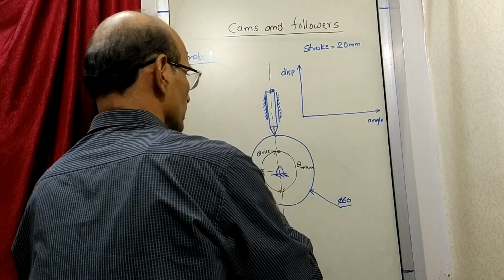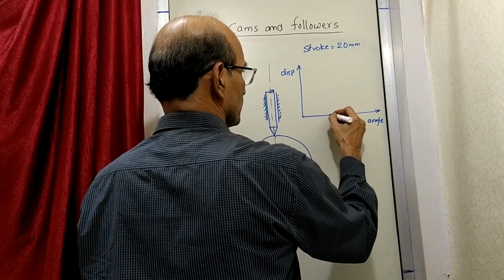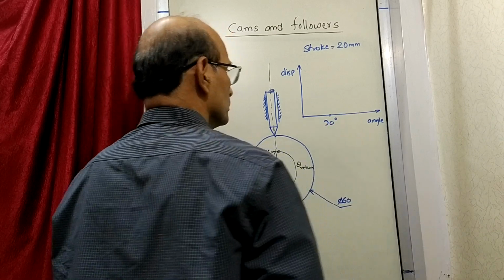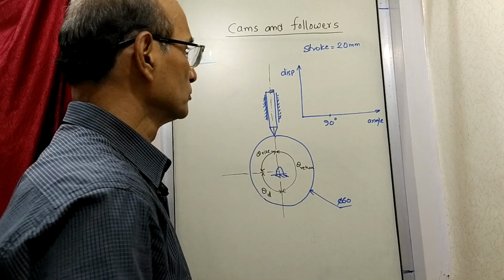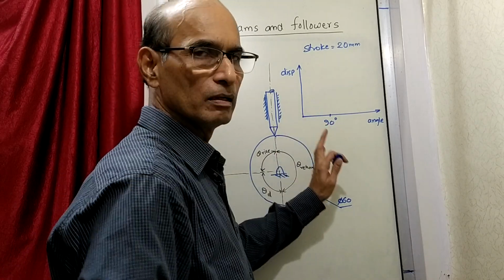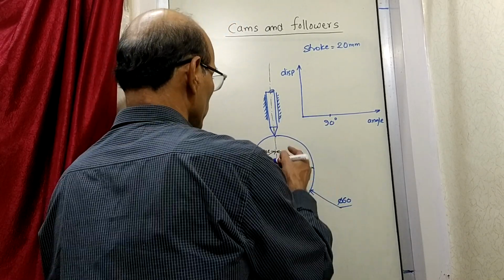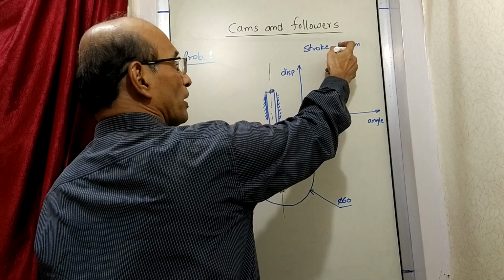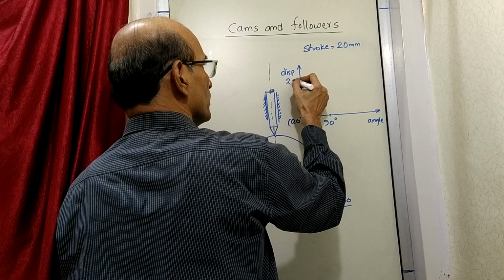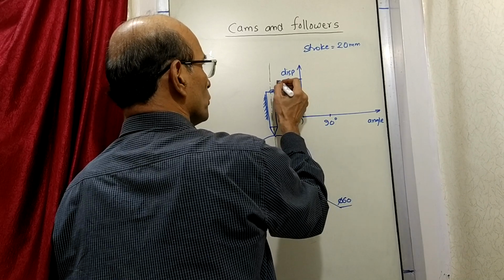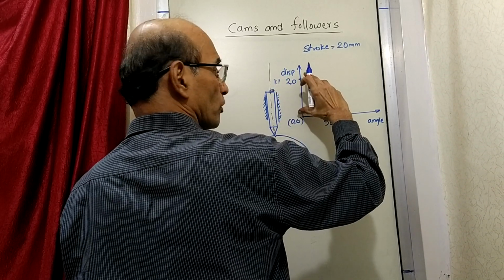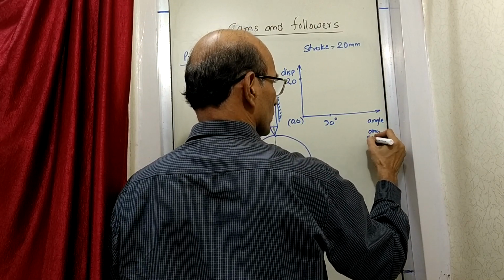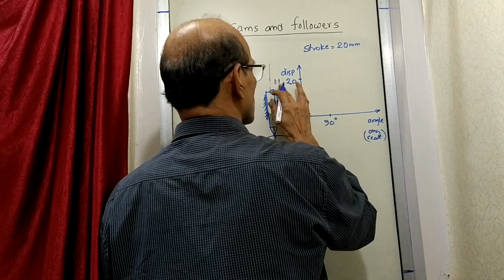So first 90 degrees, you can take any scale, 90 degrees. When it rotates by 90 degrees, you want the follower to lift up by 20 millimeters. So this is 20 millimeters. Now this you have to take by 1:1 scale. Actual 20 mm you have to take here. This can be any scale, but this has to be 1:1 scale.